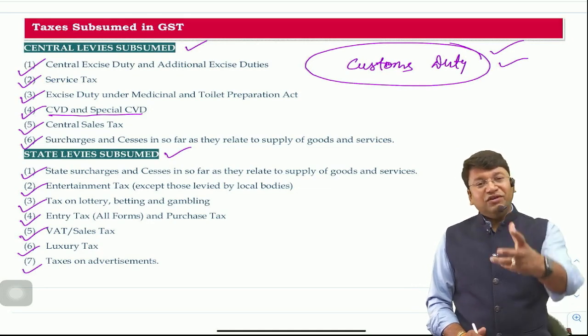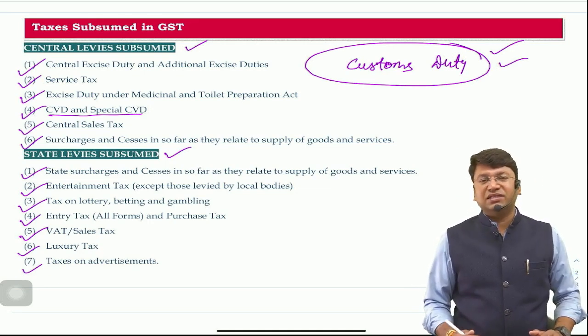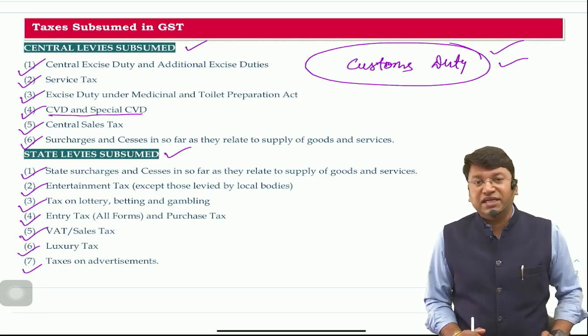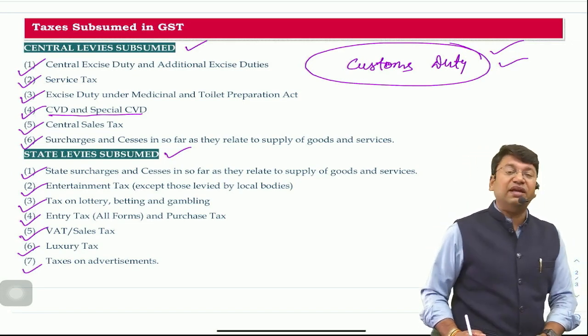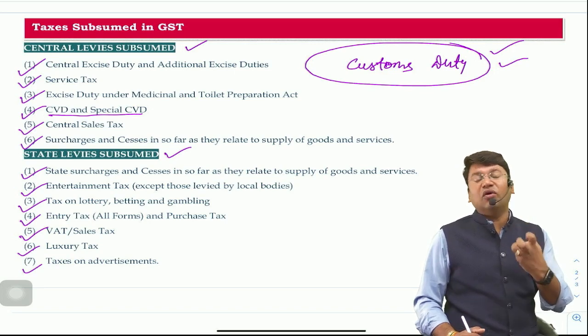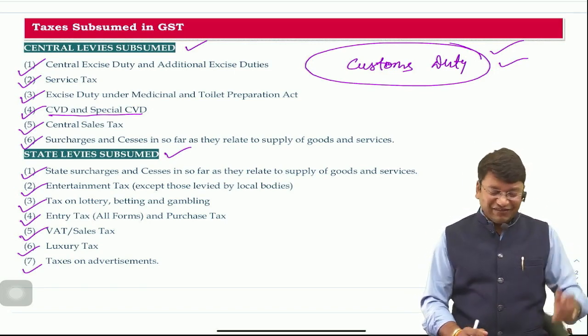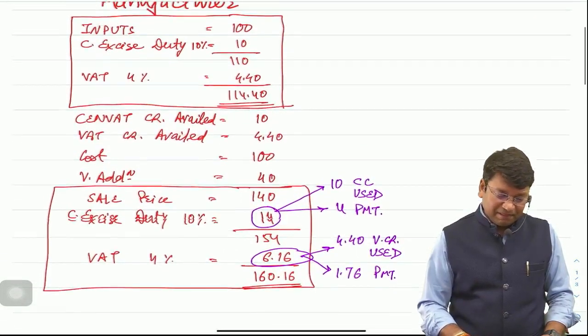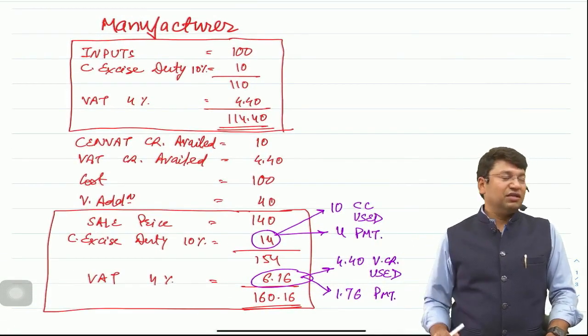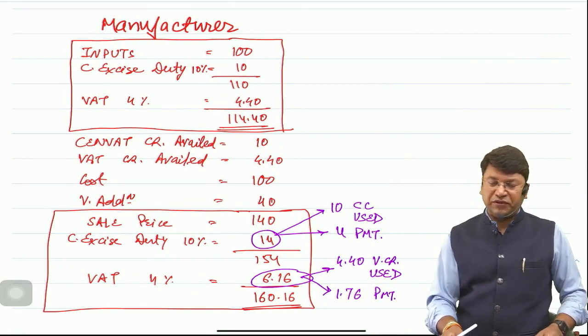Sir, so we'll be taking a basic example and we'll try to understand why these taxes got subsumed in GST, what was the reason behind it, and why there was a need of a single tax which was named as goods and services tax. Let's have an example. Suppose I am a manufacturer. I have just jotted down a numerical example for you.